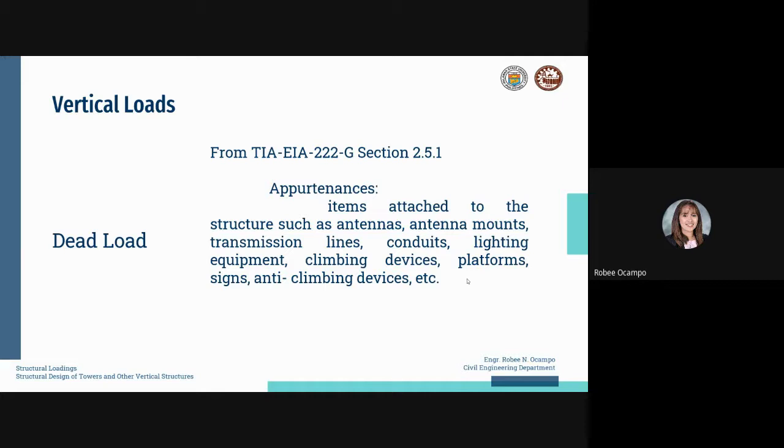Okay, so this is in the antenna supporting towers, mga pang telecommunication towers or meteorological towers. So any towers that support antennas or different kinds of antennas.